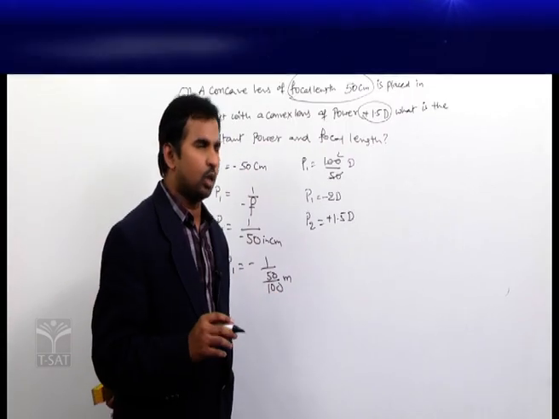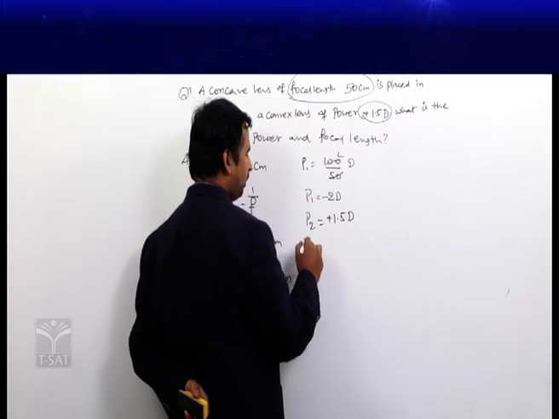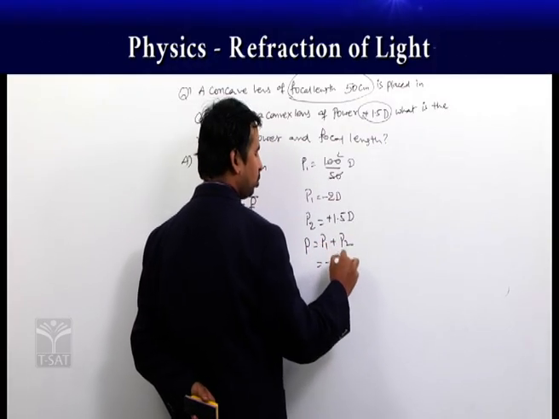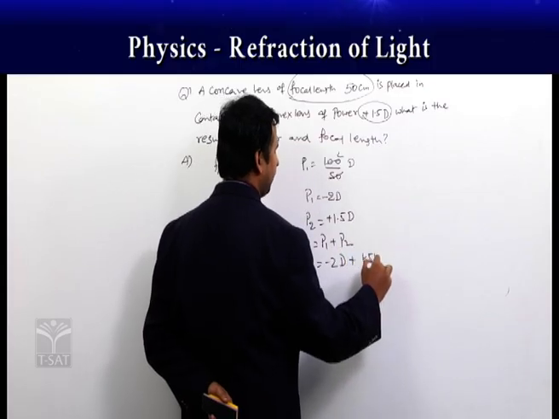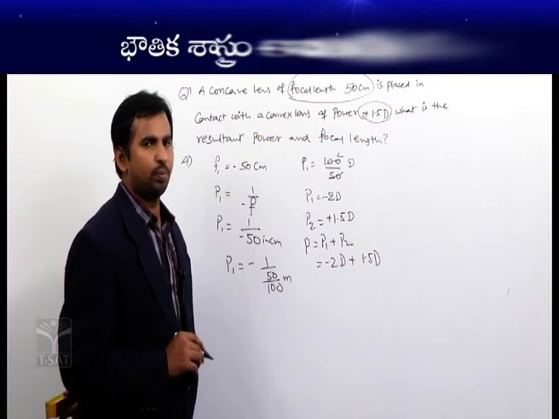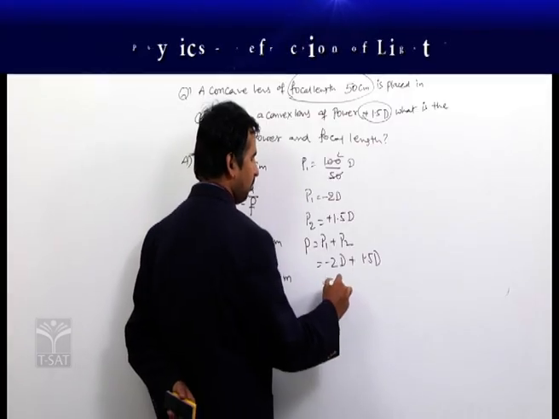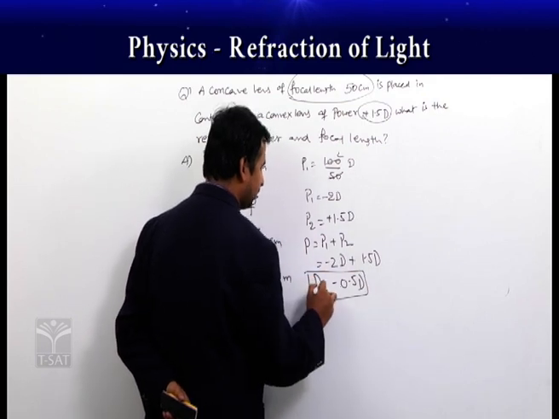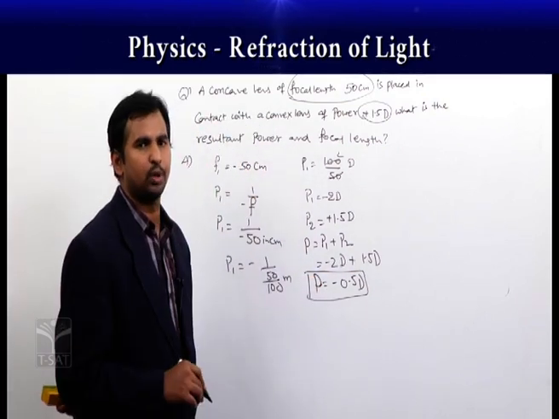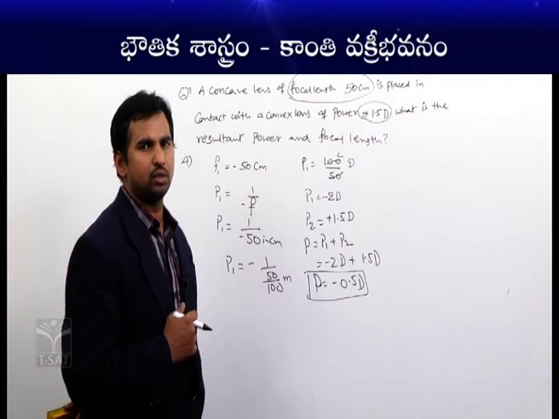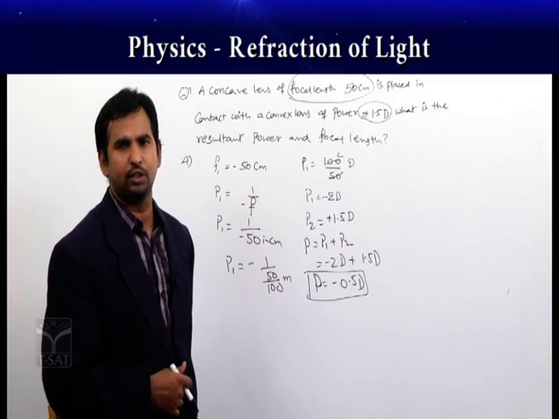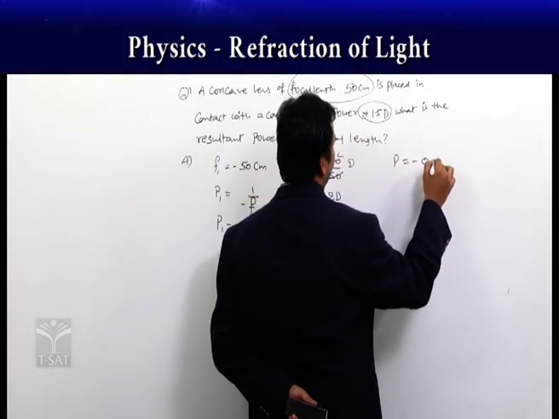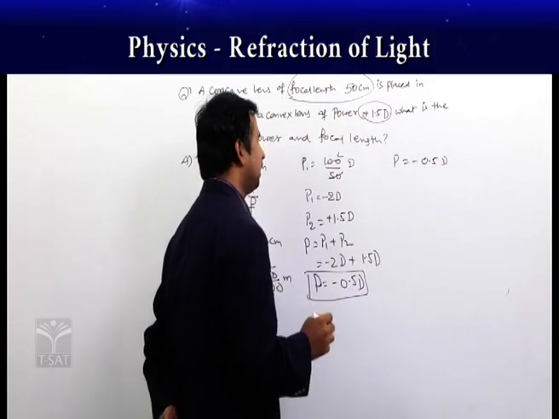Then for the combination, the resultant power P is equal to P1 plus P2. Whereas P1 is minus 2 D and P2 is 1.5 D. Minus 2 D plus 1.5 D becomes minus 0.5 diopters. That is the final resultant power we got, which is minus 0.5 D. And again there is a minus sign, which means it is going to be a diverging lens.